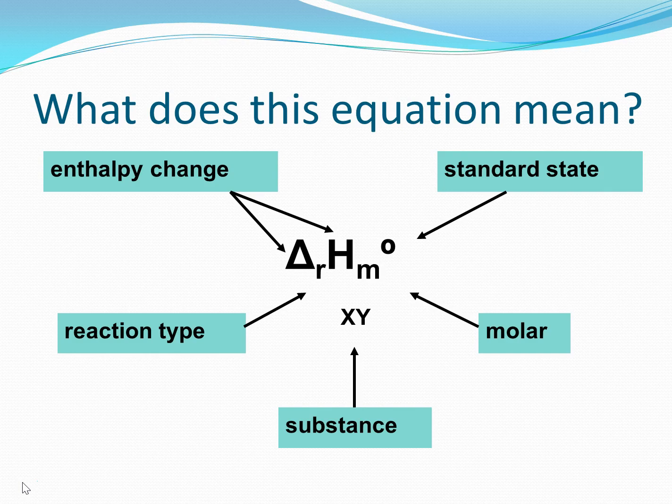The subscript between the delta and H indicates the reaction type. The subscript M indicates that it is the molar enthalpy. Right underneath the enthalpy notation, the chemical symbol for the substance is written.